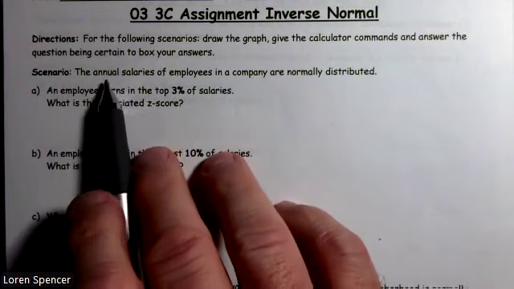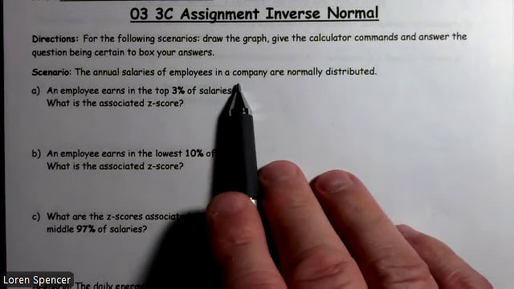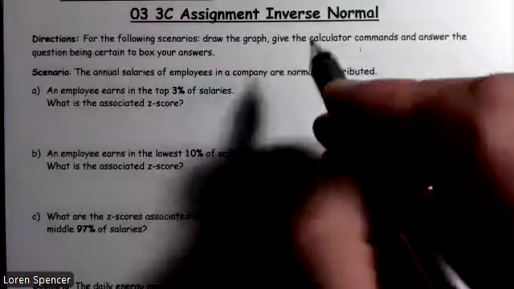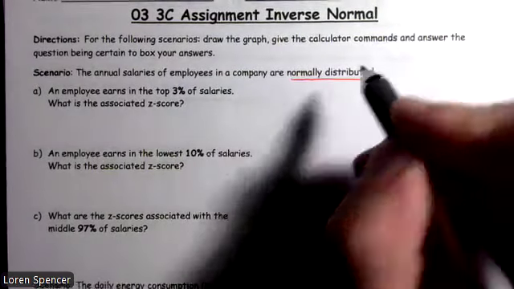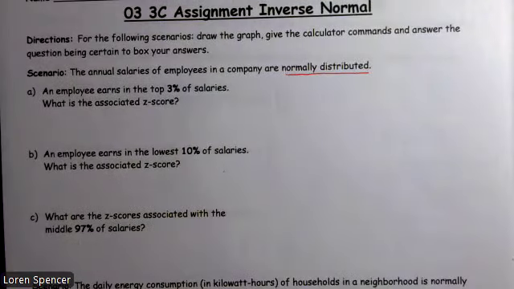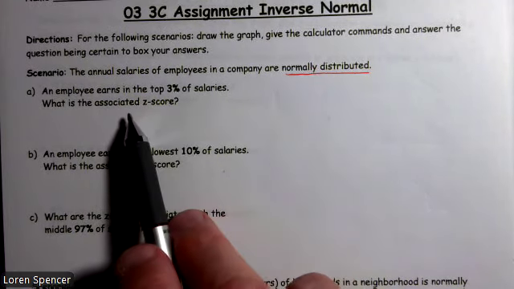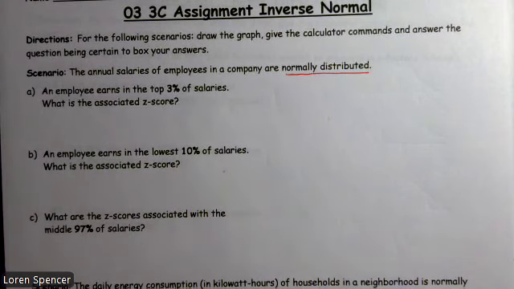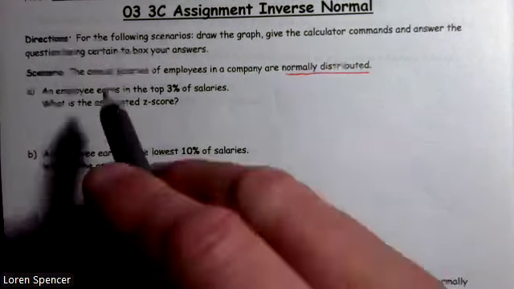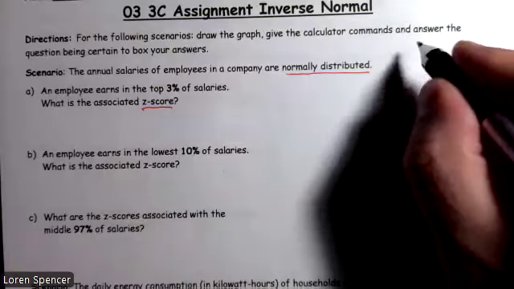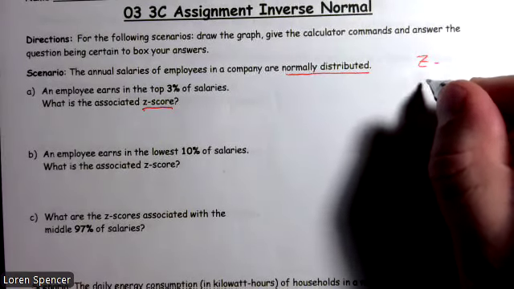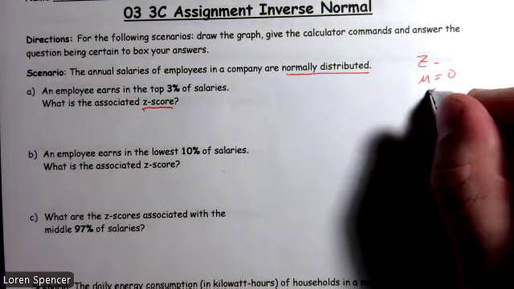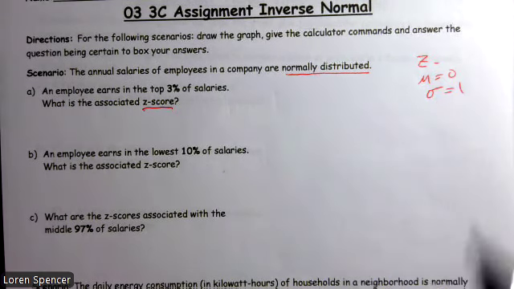So the annual salaries of employees in a company are normally distributed. We needed to know that so that we could use the inverse norm or the norm CDF, as the case may be. An employee earns in the top 3% of the salaries. What is the Z score? Well, that's important information. First off, they're asking for a Z score. All Z scores have a mean equal to 0 and a standard deviation of 1 when we're working with the normal.